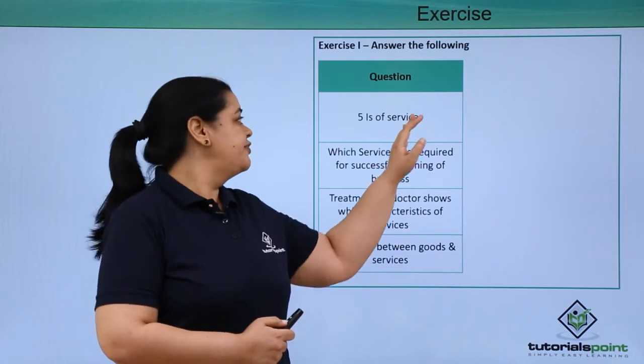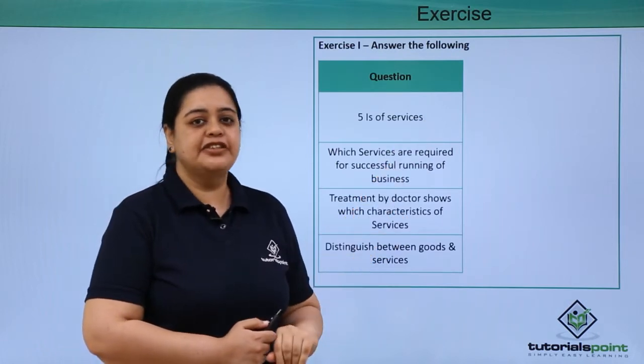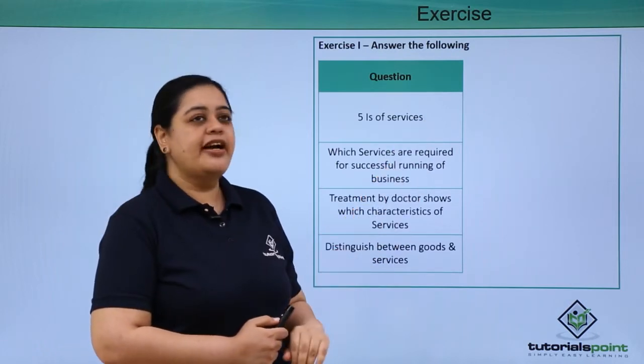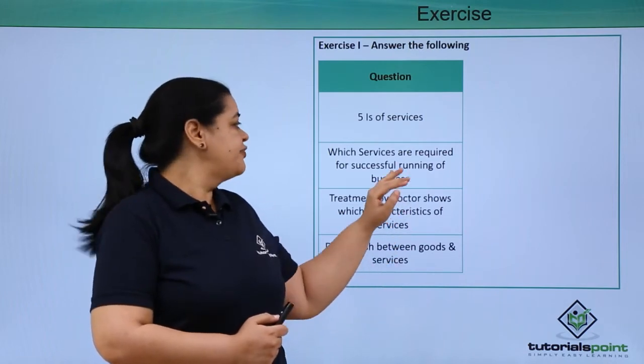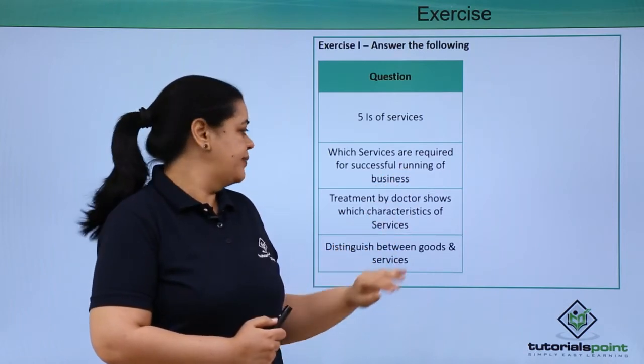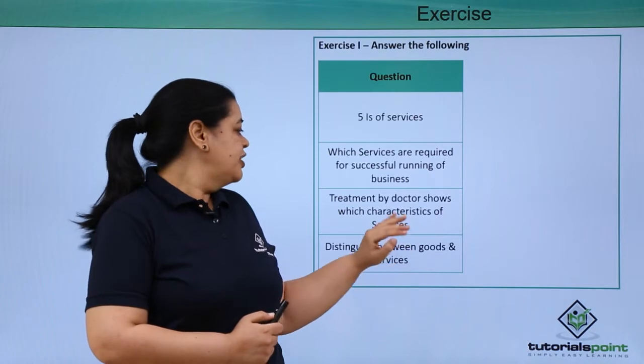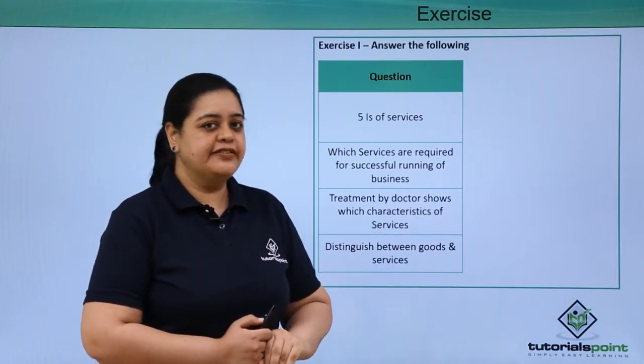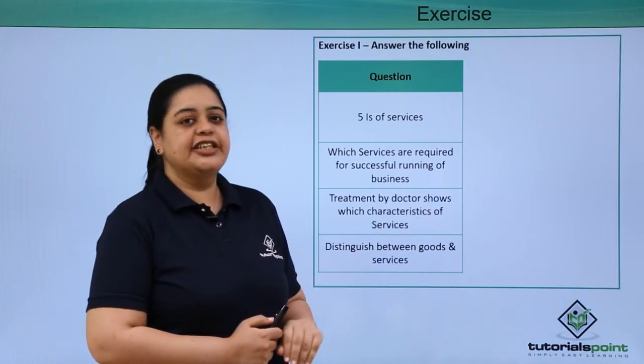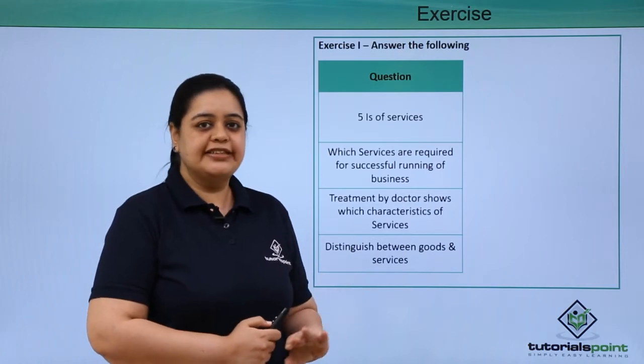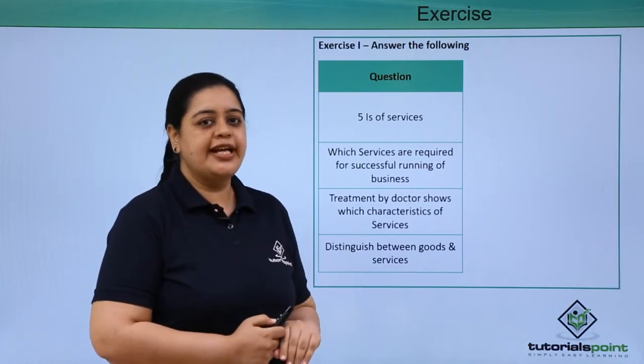The first question is the 5 I's of services. Then you have been asked which services are required for successful running of a business. Treatment of a doctor shows which characteristic of service. Lastly, you have to distinguish between goods and services. So let's see what the answers are.